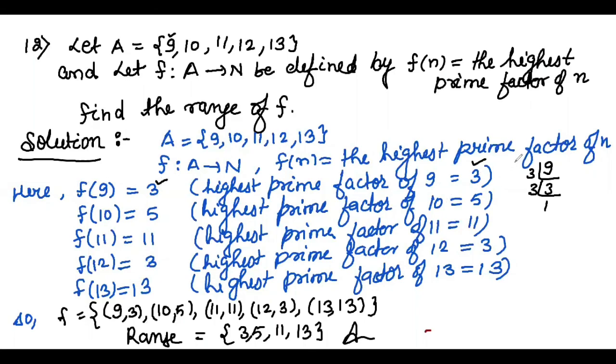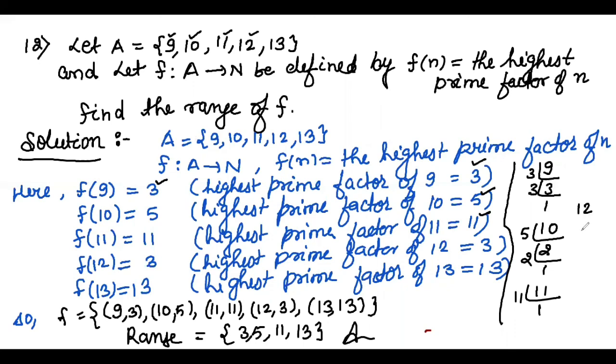Then we will find the highest prime factor of 10. The second element is 10. Its prime factors are 5 and 2. So the highest is 5. Similarly 11. So 11 only. The highest prime factor of 11 is 11. Now next is 12. In 12, the highest prime factor is 3. So the highest prime factor of 12 is 3. And then 13. In 13 also, 13 is the highest prime factor.